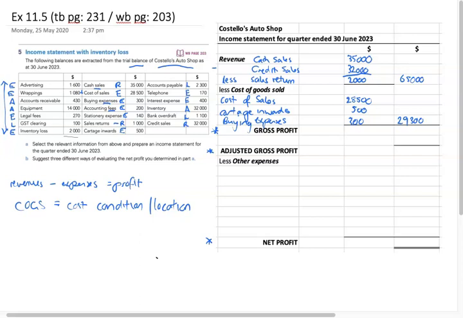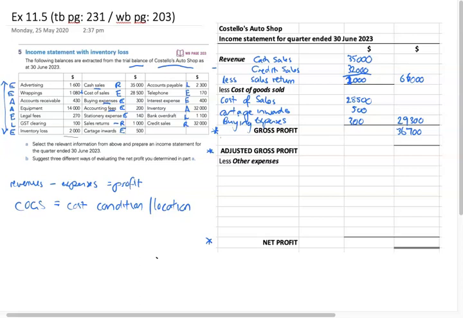and apologies, I made a mistake. Sales return should be $1,000, so it should be $66,000. That's your mistake in the solutions. So we should have a gross profit of $36,700.